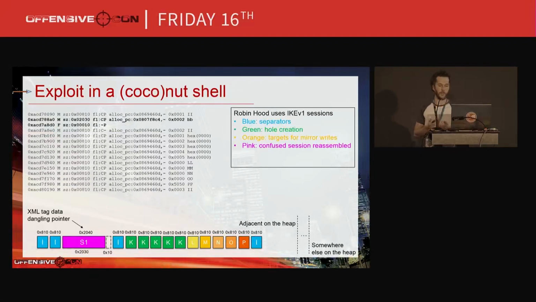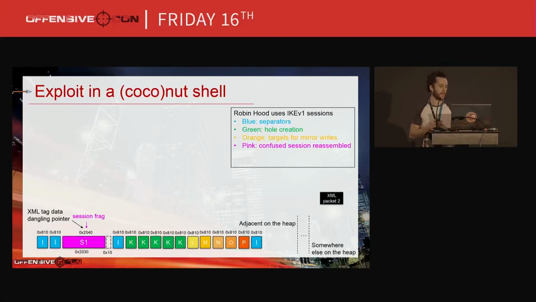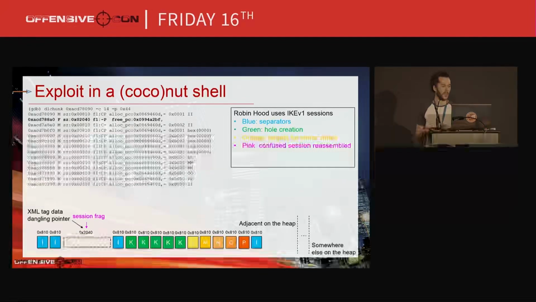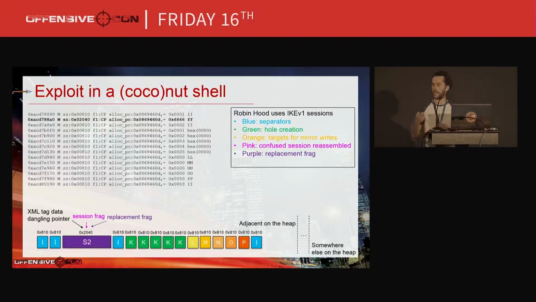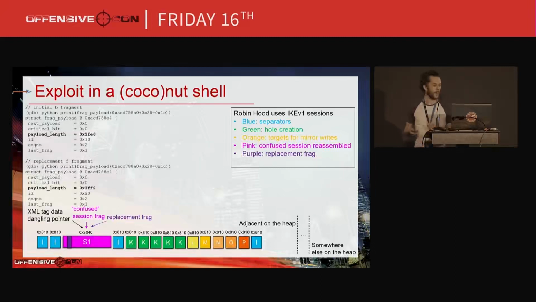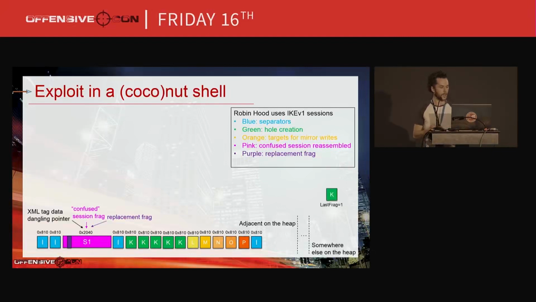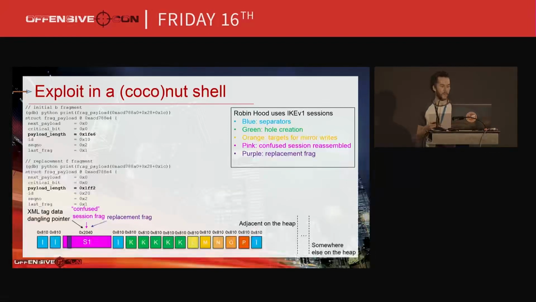Now we send our first fragment into a different session, and that's going to be the one we want to corrupt. It has a free chunk after, because it's smaller than the actual chunk, and then we trigger our repeatable free primitive to free the fragment that we just sent. So we see it's freed now, and we send our replacement fragment to overwrite the previous fragment, and we've corrupted the session fragment, and this is the payload length I showed earlier. So now we corrupted the length of S1 with the actual length of S2, so it's increased.